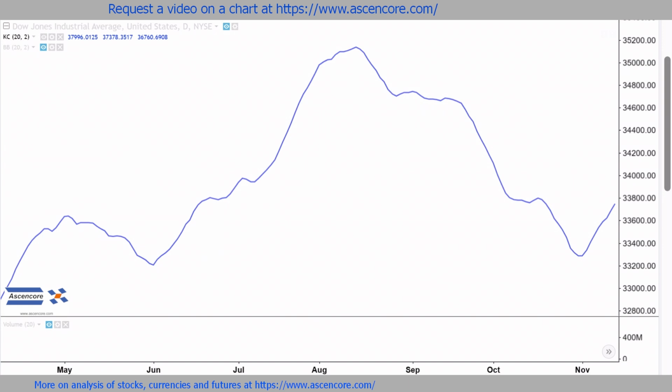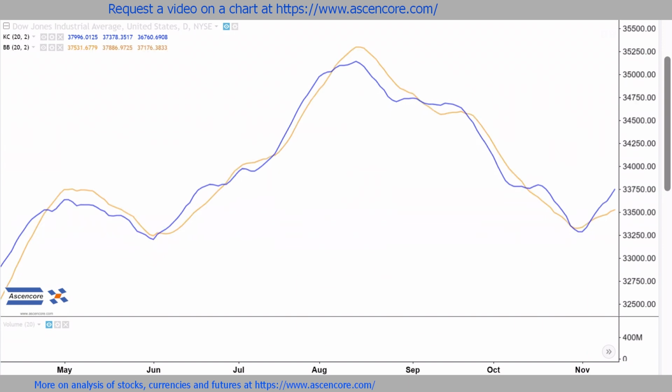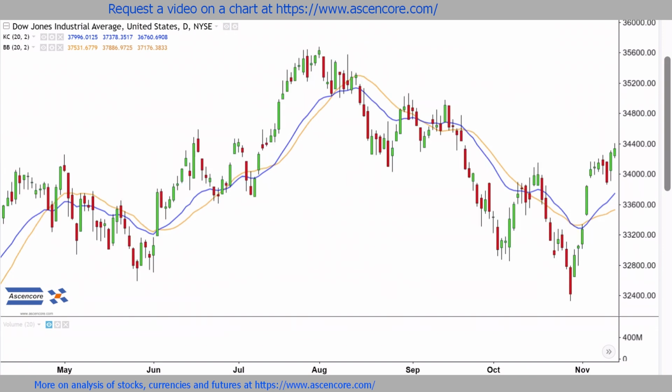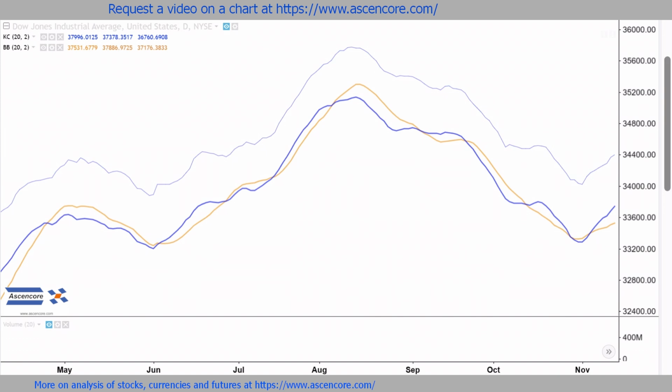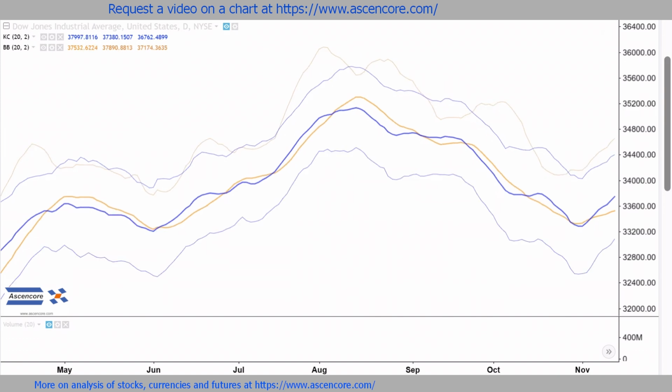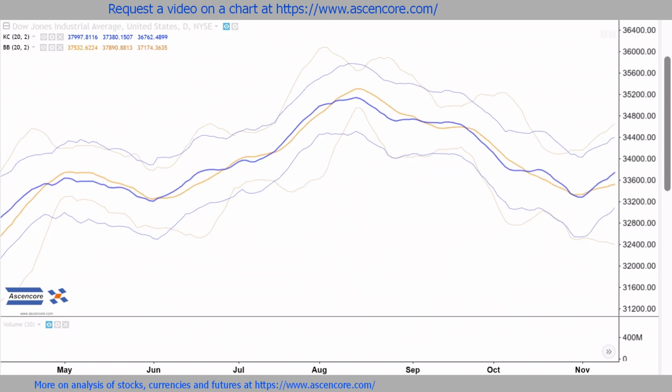The blue exponential moving average middle line of the Keltner channels will usually only differ slightly from the orange line of the Bollinger Bands. They are quite similar in how they approximate movement on the chart. In contrast, a real big difference will be seen when adding the upper and lower boundaries for both indicators.